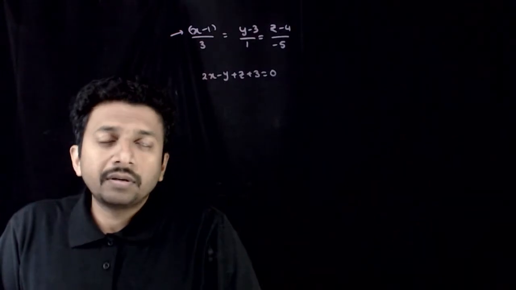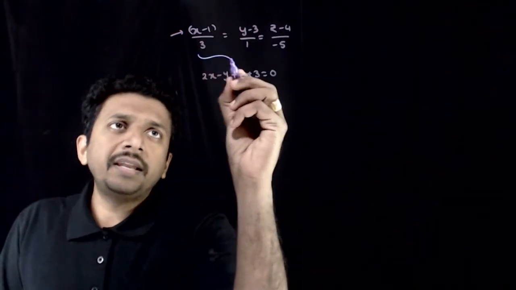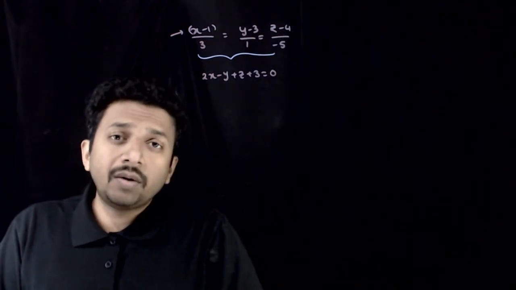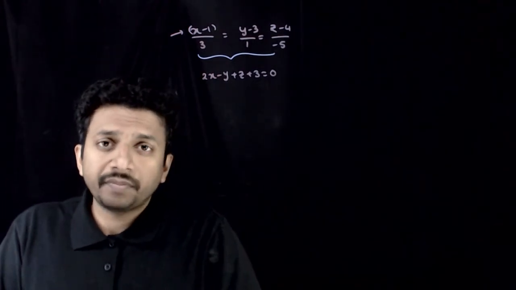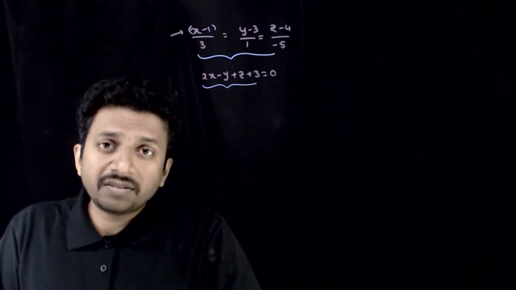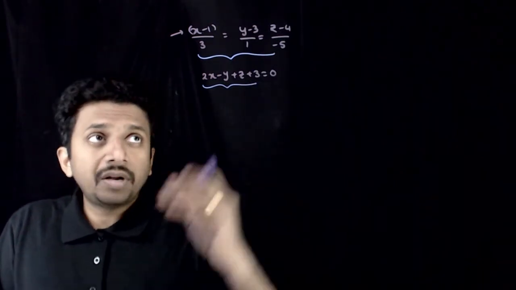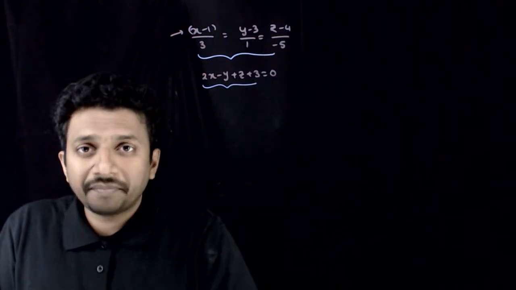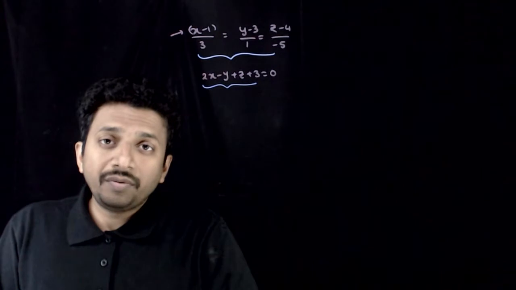So welcome students. In this question you are given a line (x − 1)/3 = (y − 3)/1 = (z − 4)/(−5), and you are given a plane 2x − y + z + 3 = 0. You are asked to find the image of this line about this plane. Now how do we do this?